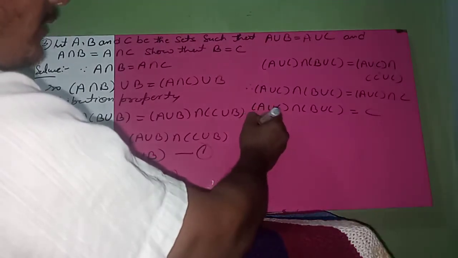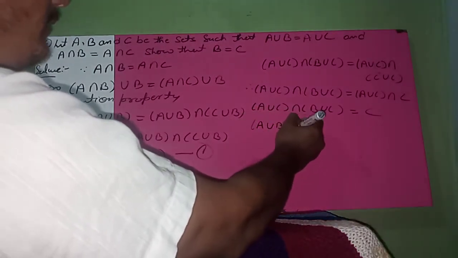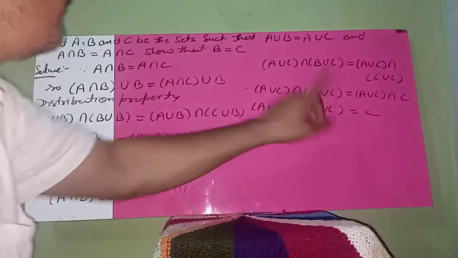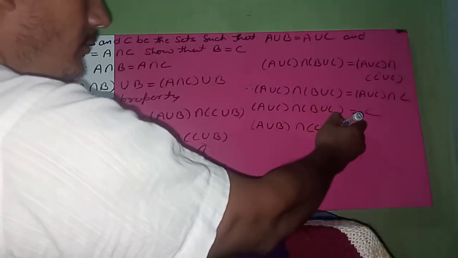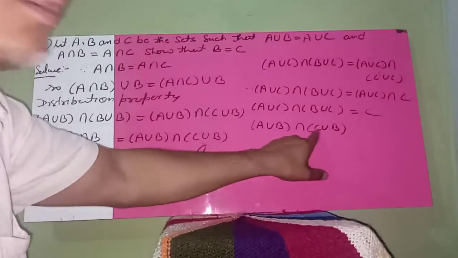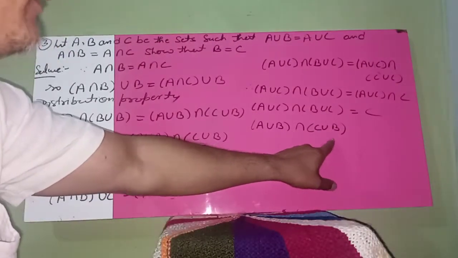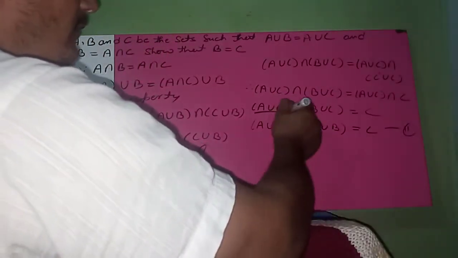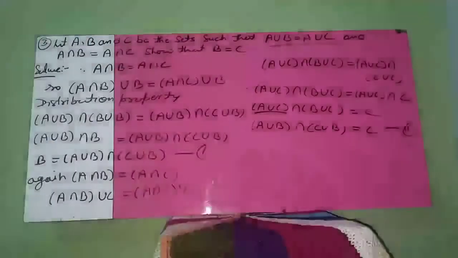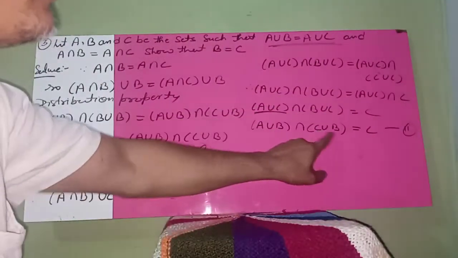So A union B intersection. What is B union C? B union C is C union B. Why? Because that is the commutative property. Equal C. That is my equation number second. And B union C equals C union B.